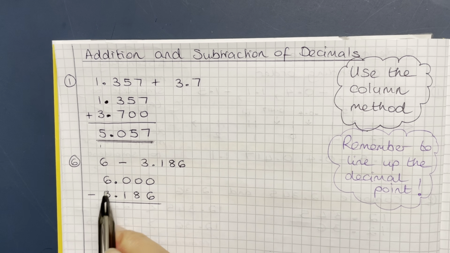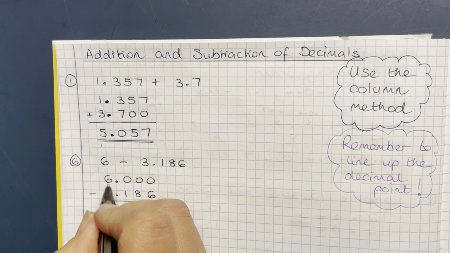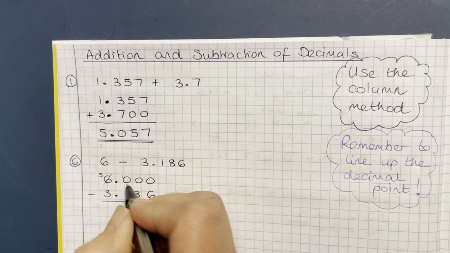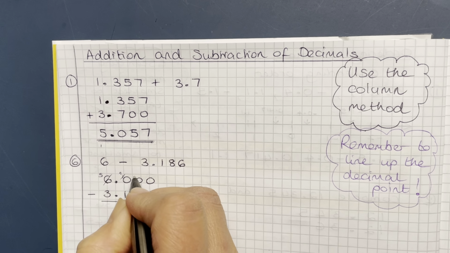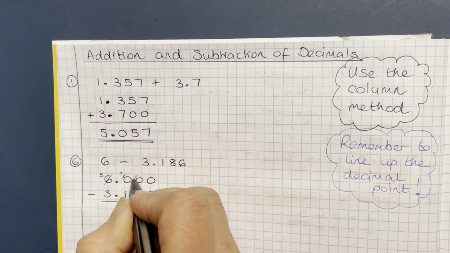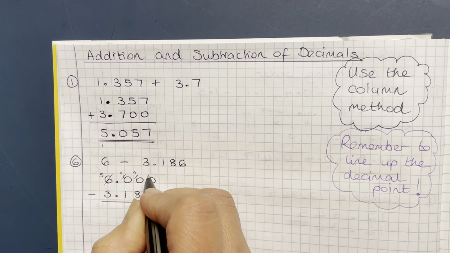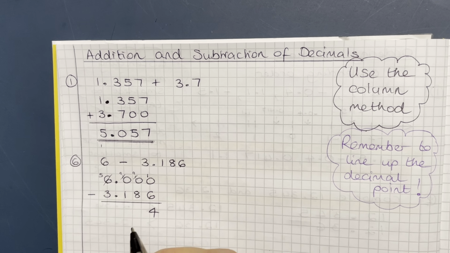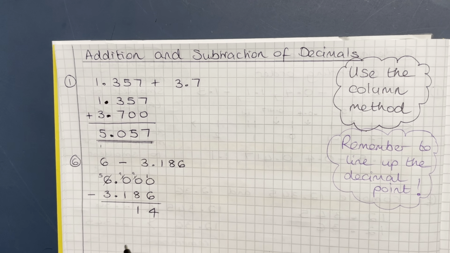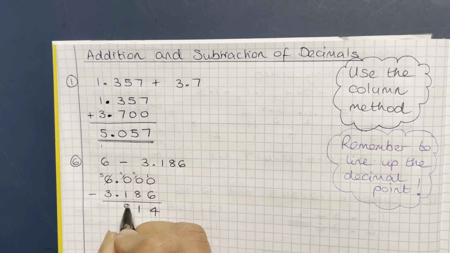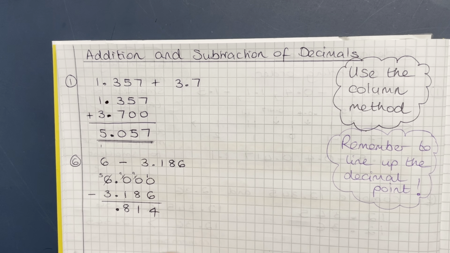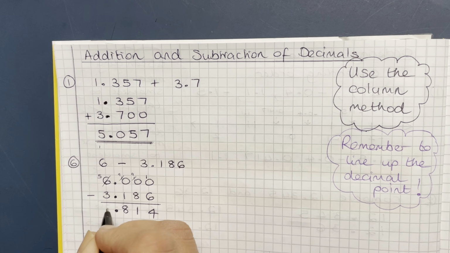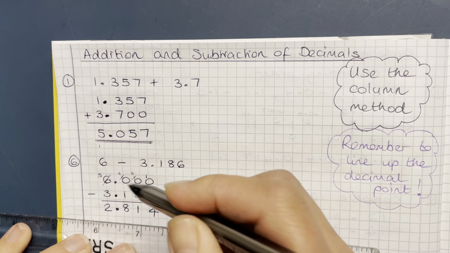Right, so it's a little bit trickier here because we've got to borrow from the 6 and then carry it all the way across. So that gives me 10 here, which I'm going to reduce to 9 to have 10 here. I'm going to reduce to 9 and I've got 10 here. 10 subtract 6 gives me 4. 9 subtract 8 is 1. 9 subtract 1 is 8. Carry my decimal point down, making sure it's perfectly lined up again. 5 subtract 3 gives me 2.